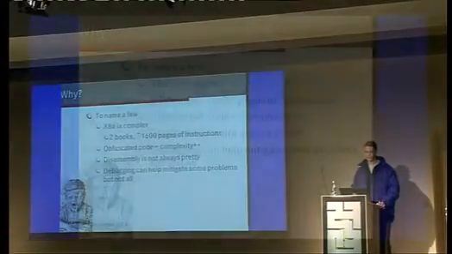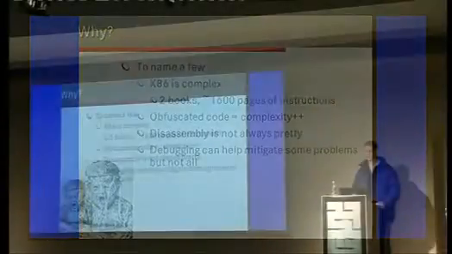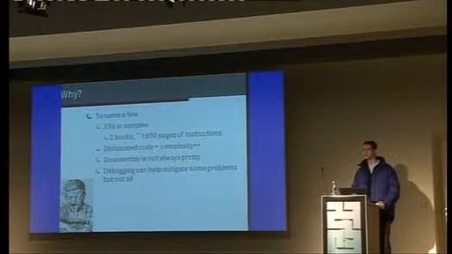The reason I started this project is that the x86 architecture is complex. There are around 700 instructions, different opcodes, variations of instructions, and semantic differences between similar instructions. Most of you are familiar with the two books released by Intel on instructions. They contain about 1,600 pages just describing every instruction available.